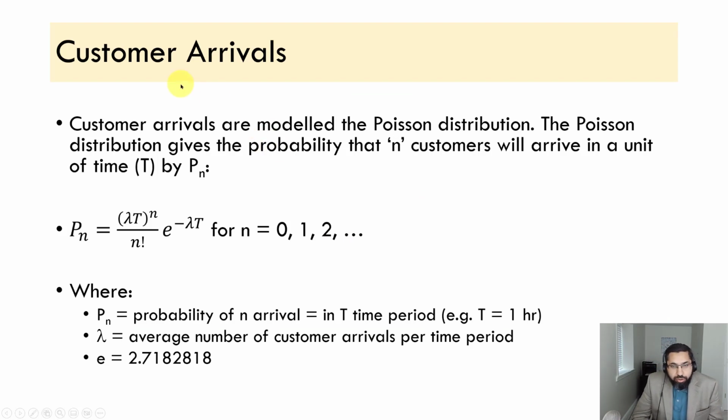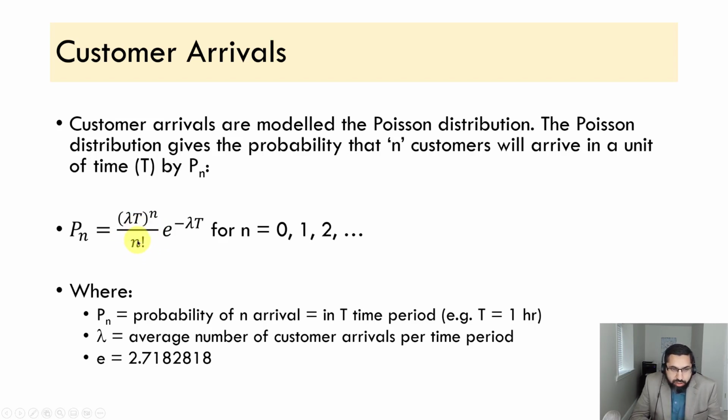Let's look at the Poisson probability distribution. The Poisson probability distribution can give us probabilities of n customers arriving in a unit time t. So by this formula here, the probability that n customers will arrive in time t is given by lambda t raised to power n divided by n factorial, multiplied by e to the power of minus lambda t. Now, if you're not familiar with the exclamation mark, this means factorial.